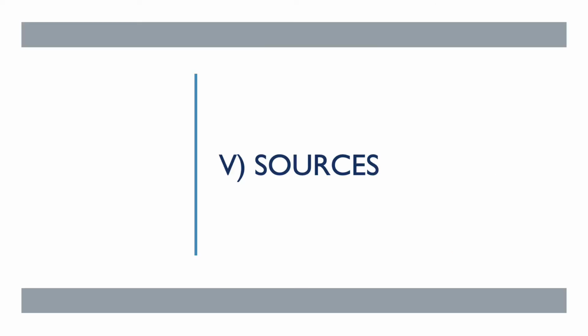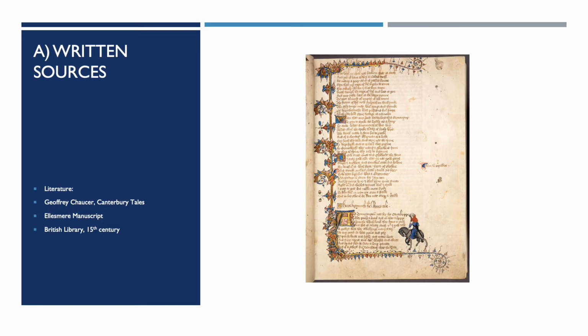So the last category I want to touch on is just sources. How do we know what we know? And how do we navigate some of the challenges that are posed by medieval sources? Obviously written sources are going to dominate the conversation. Texts have a lot of advantages because they're very detailed. They give you a lot of information, but they also have to be very carefully navigated.